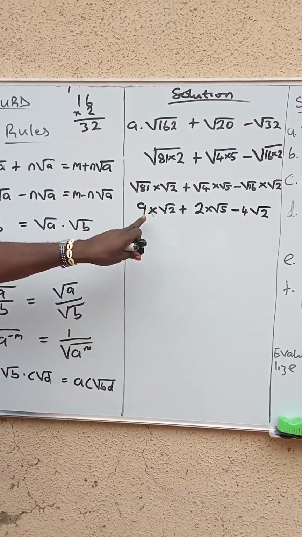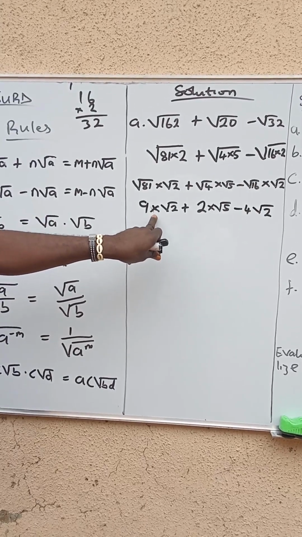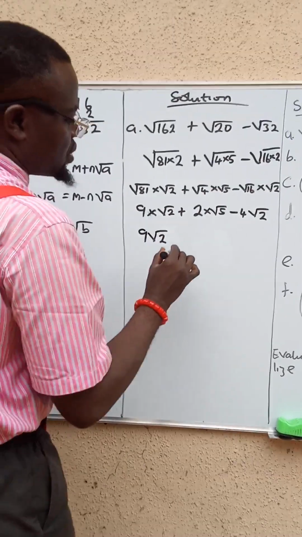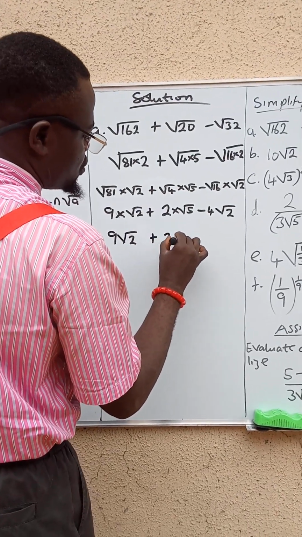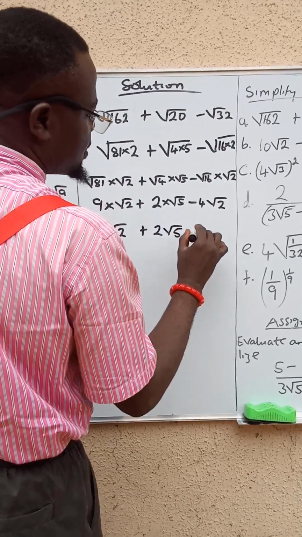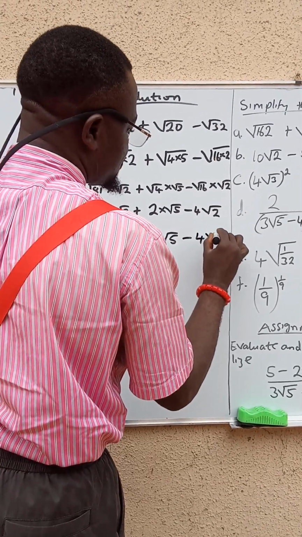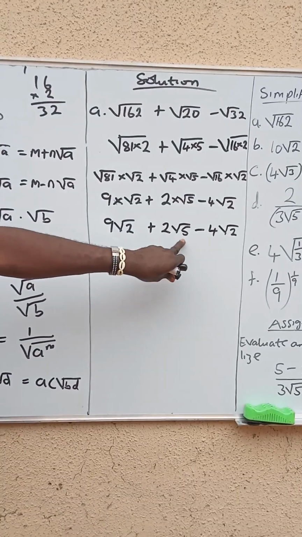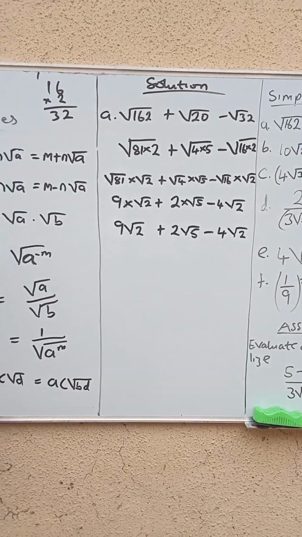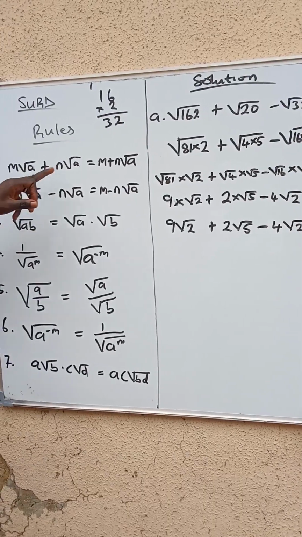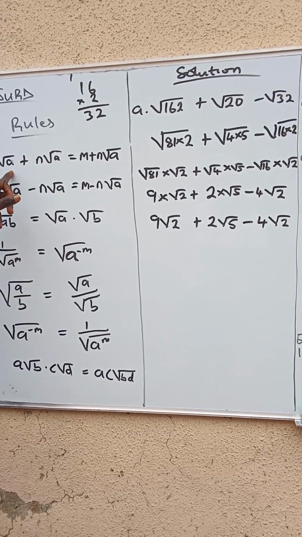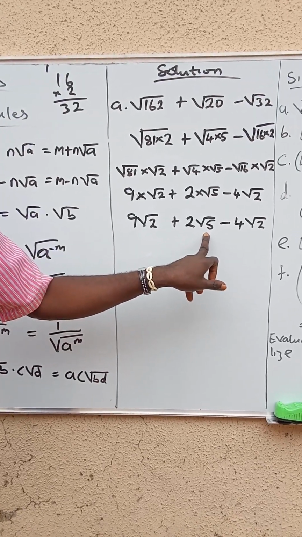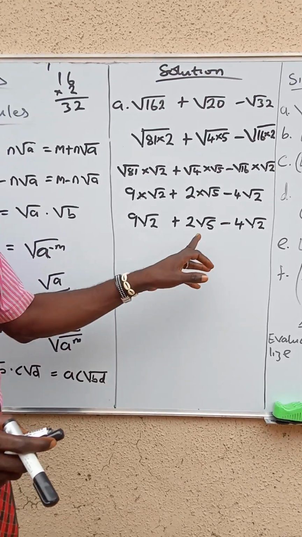Now, since there's multiplication between them, I can remove this multiplication. So I now have 9 root 2 plus 2 root 5 minus 4 root 2. Good. Now, if you look at it in this way, this root 5 is different. Remember, the law states that they must have the same thing before we add them. But in this case, this root 5 is the odd one out. It's an intruder. It doesn't belong to this place. So we cannot put the 5.